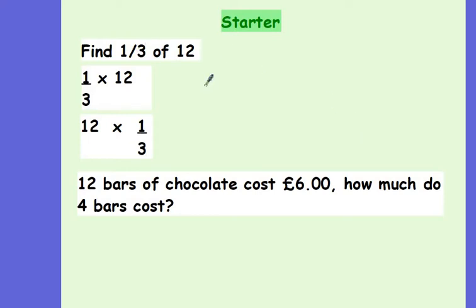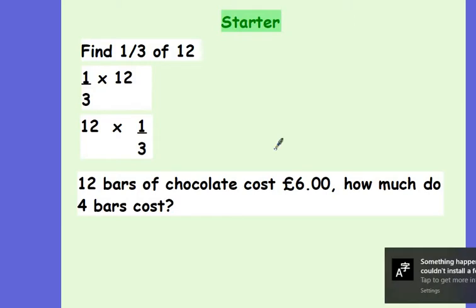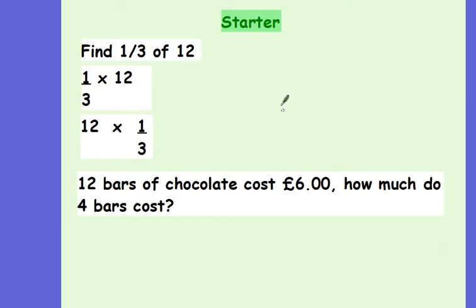Can you please find 1/3 of 12 for me? Can you then do 1/3 multiplied by 12? Can you then do 12 multiplied by 1/3? And if 12 bars of chocolate cost £6, how much do 4 bars cost? Please pause the video and write these questions in your light blue books now, please.